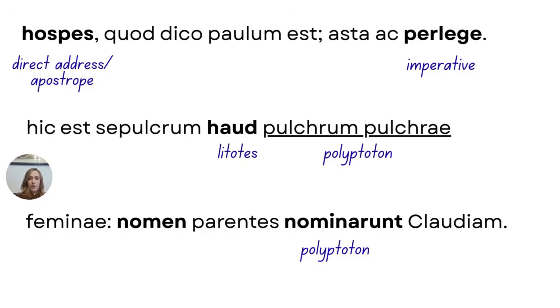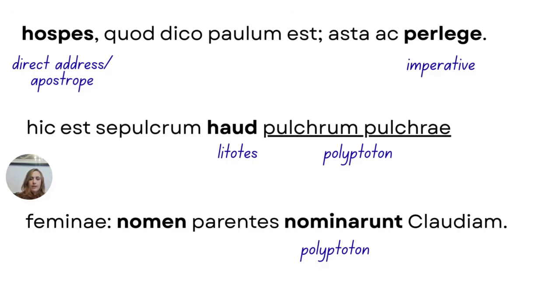So we have the repetition of pulchrum and pulchri in different cases. It's suggesting that the tribute that's been left for Claudia is actually really suited to her. It's really befitting her as a person, and it's like an apt and suitable tribute for her.